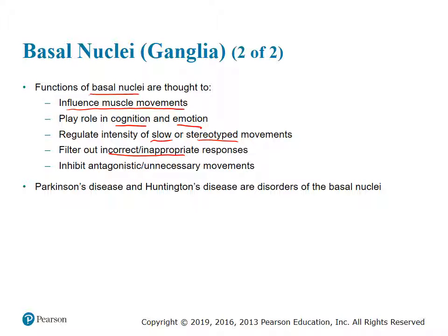Incorrect or inappropriate responses, they filter out. Unnecessary movements, they inhibit. So when you see disruptions, diseases, or disorders from this area, the basal nuclei, like Huntington's disease and Parkinson's, we think they're disorders of the basal nuclei. That's what the research has been telling us so far.